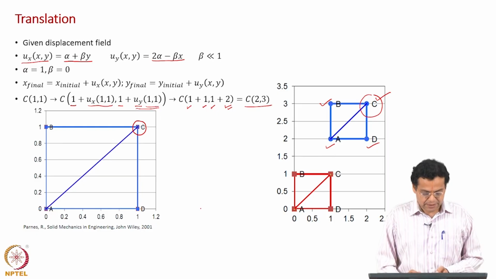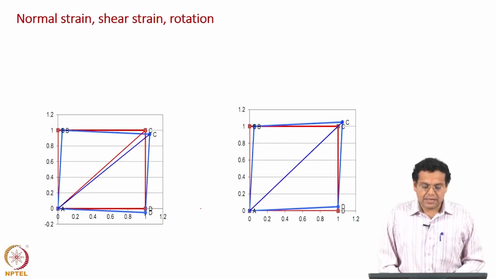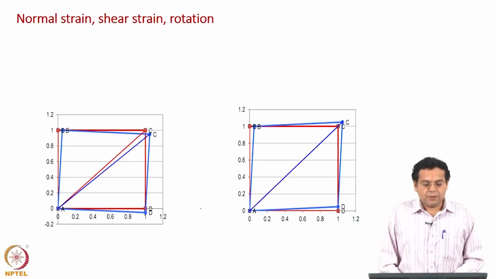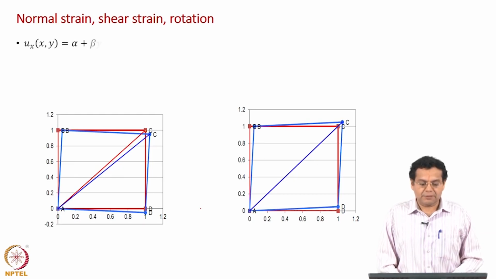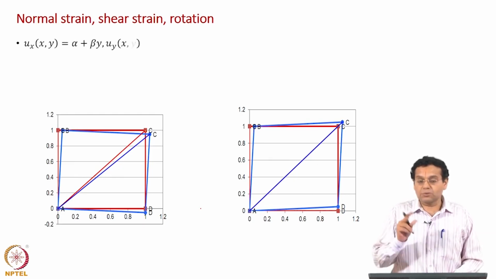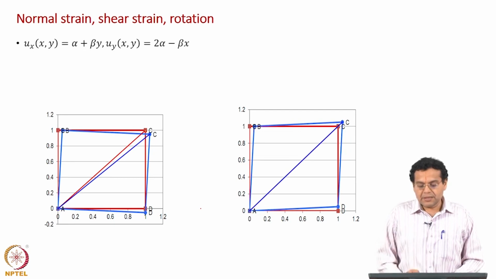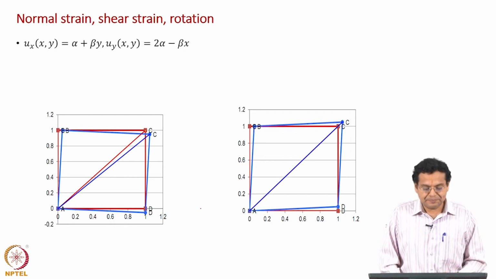Okay, the simplest case. Now let us take a more realistic case where there may or may not be normal strain, shear strain and rotation. Now same displacement field, we will consider now two cases. The slide is split into two columns. Let us discuss the left hand side column.